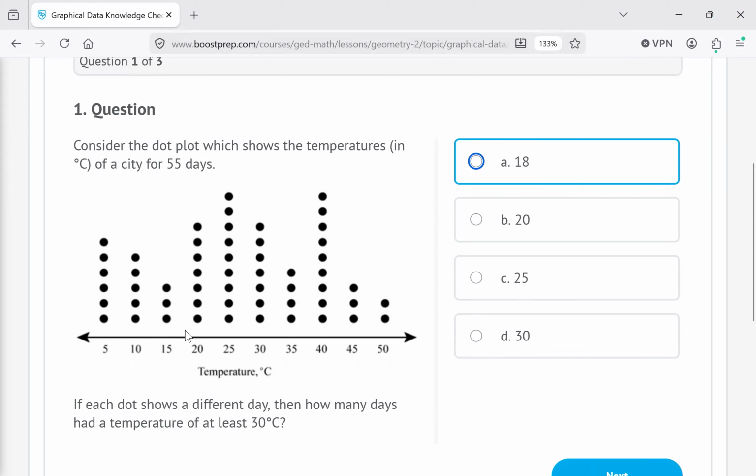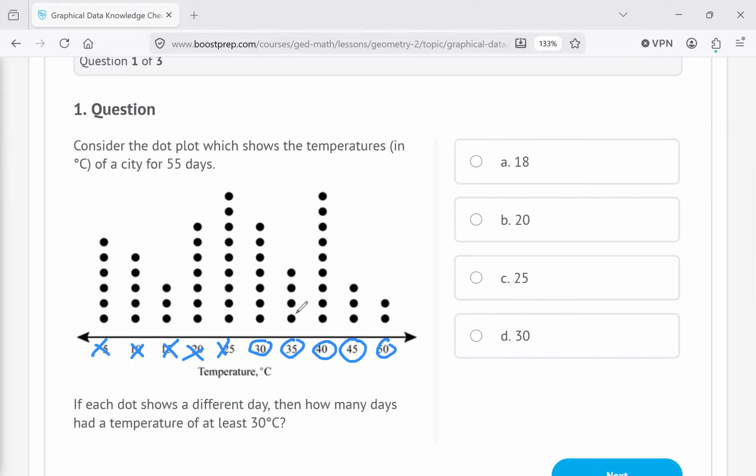Okay. So now they're asking: if each dot shows a different day, then how many days had a temperature of at least 30 degrees Celsius? So that does include 30 degrees. All you got to do is look at your graph and then you look at 30, 35, 40, 45, and 50. You don't care about these because these aren't 30 degrees Celsius anymore.